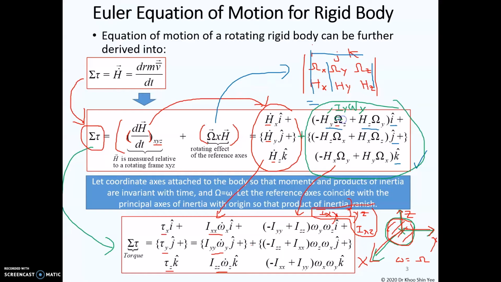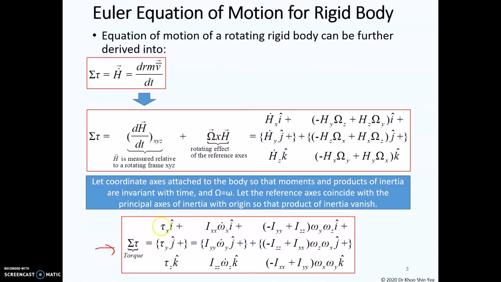Ωz here can just be changed to omega z, since you attach the axes to be the same as the rotating frame axes. Therefore, you obtain negative Iy omega z component, which is equal to this. If you repeat for the rest, then you should be able to obtain this solution. From this equation, we obtain the torque acting in the x direction equal to this component plus this component.